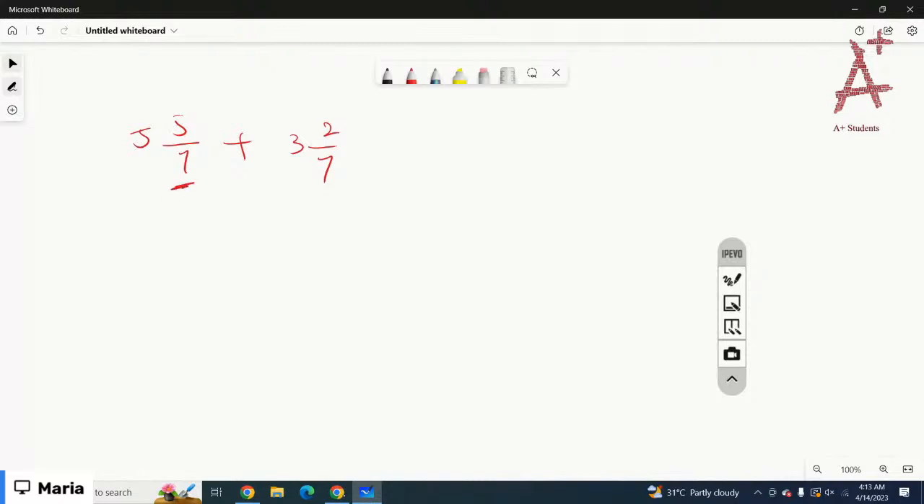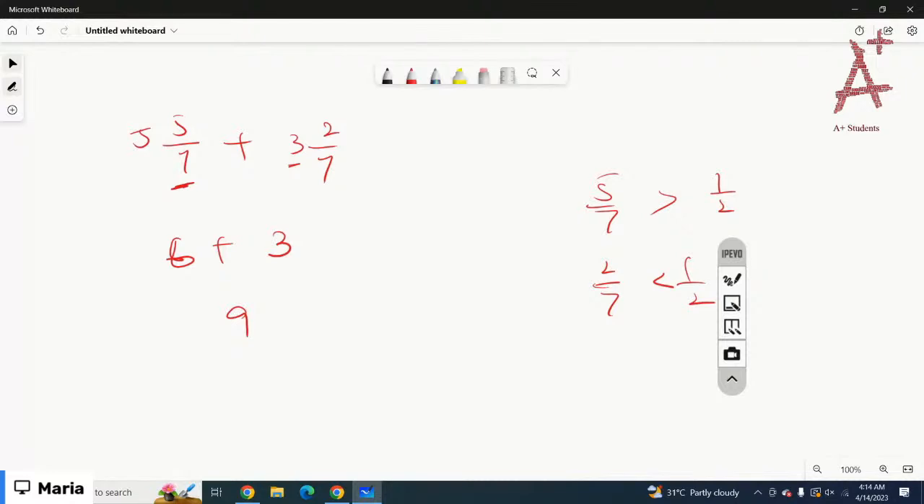Okay, just look at the fractional part 5 over 7. You have to compare the fractional part to 1 over 2. So 5 over 7 is greater than 1 over 2, so it would be rounded off to 6. And here you have 3 whole 2 over 7. Just compare 2 over 7 to 1 over 2. 2 over 7 is less than 1 over 2, so you round off to the same whole number. So it would be 3. So it would be 6 plus 3 equals 9.